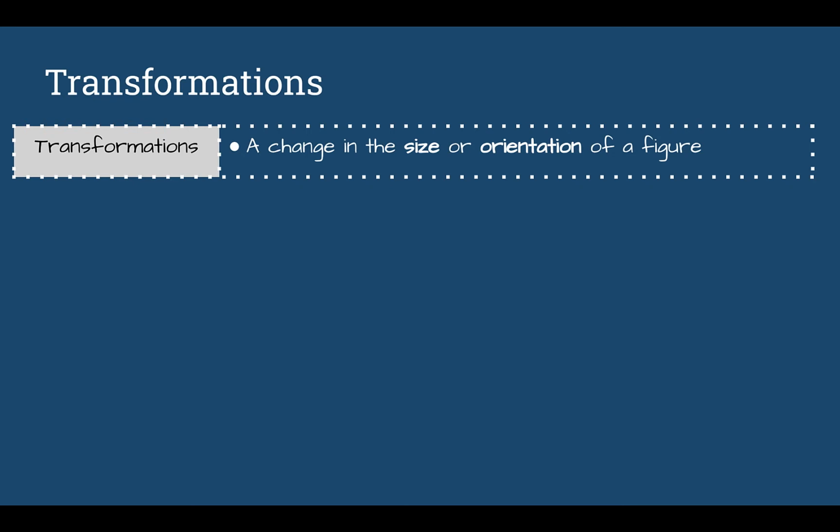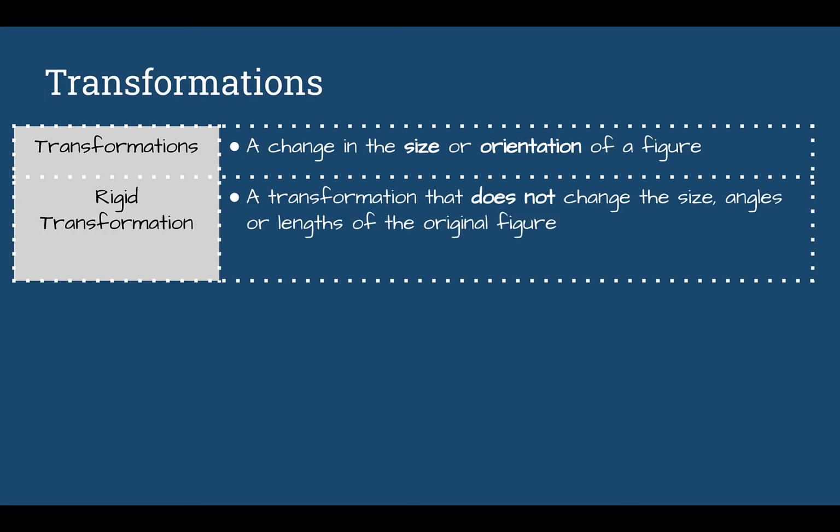First, let's start off with a word you're going to see a lot in this lesson. That word is transformation. A transformation is the change in the size or the orientation, so the positioning, of a figure. In this lesson, we are going to be talking about rigid transformations. These ones actually don't change the size, okay?